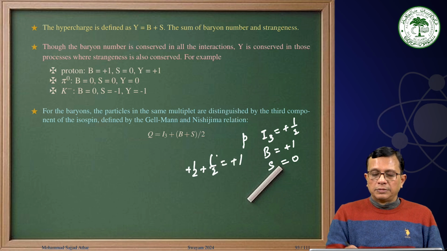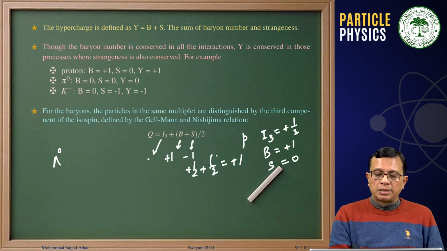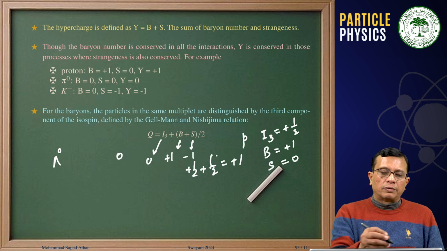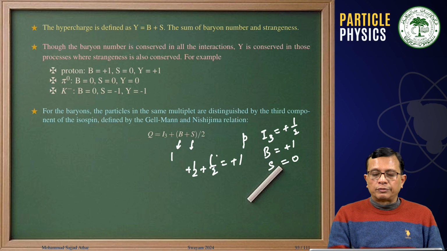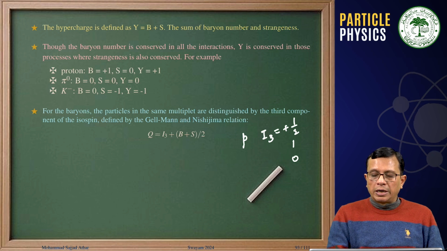Similarly, if you take lambda 0, baryon number is plus 1, strangeness is minus 1. This is an isosinglet. Therefore, the net charge would be 0. If you talk about other particles, similarly, you can just put the values of these quantum numbers and you will get the charge of the particle. This is known as the Gell-Mann and Nishijima relation.